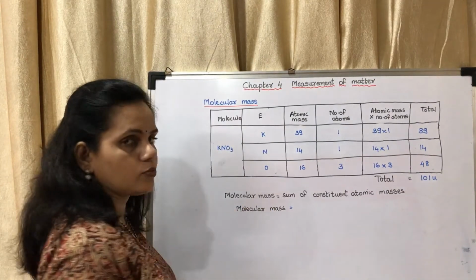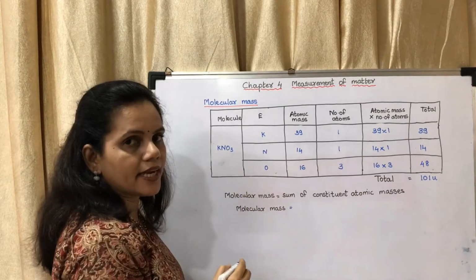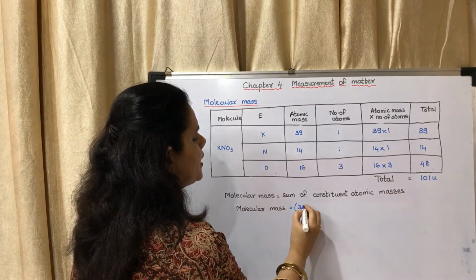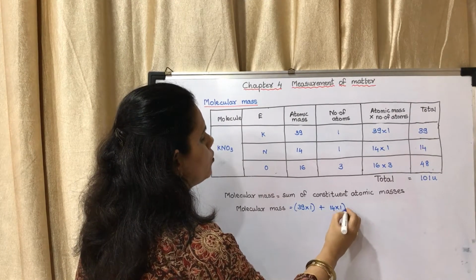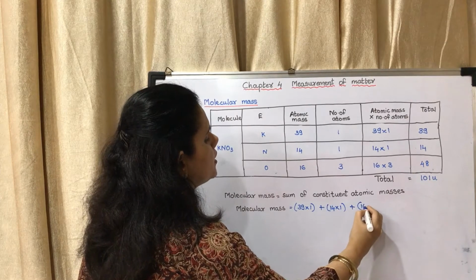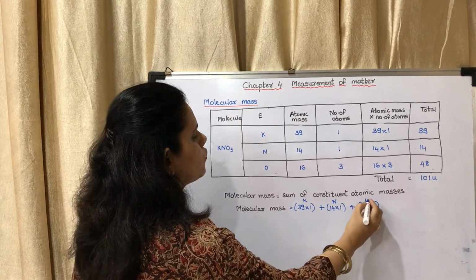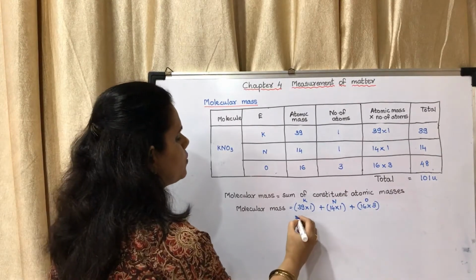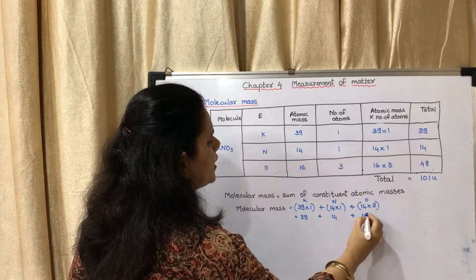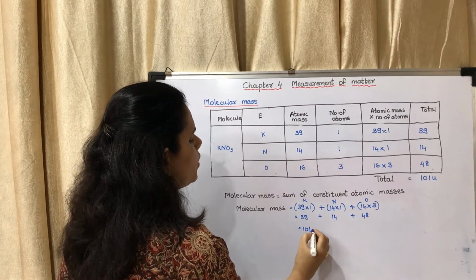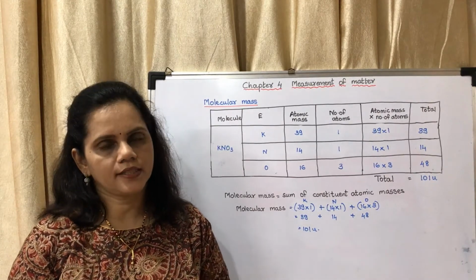So how to find out by the other method? What are the atoms? K, N and O. First we will take K. So it will be 39 into 1 plus 14 into 1 plus 16 into 3. Okay, this is of K, this is of N, this is of O. Okay, so this will be 39 plus 14 plus 48. You will get the value as 101 Dalton. So this is the molecular mass of potassium nitrate.